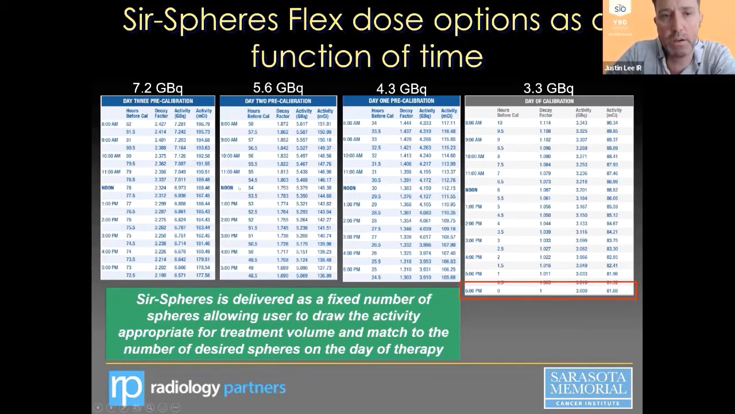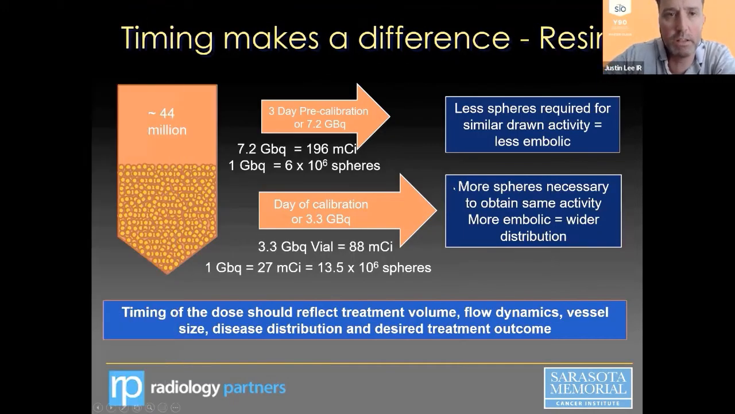What's interesting is that the number of spheres per given activity goes up about 20% between each one of these vials. So what does that look like for your nuclear med people who are drawing things up? If you have about a 44 million sphere count vial, and you pull 1 GBq from a 3-day pre-cal vial, which is about 7.2 GBq, you're going to get about 6 million spheres. If you wait all the way to the day of calibration, you're pulling from a 3.3 GBq vial. Same 44 million spheres, but when you pull 1 GBq, you're getting about 14 million spheres. That is a huge difference between the two products.